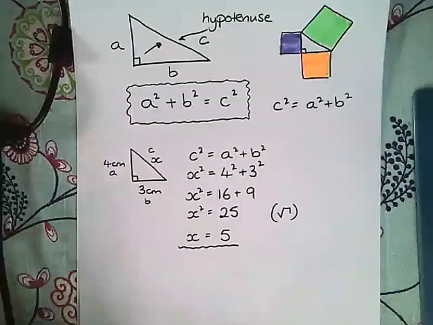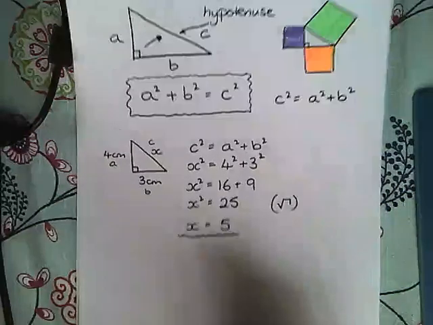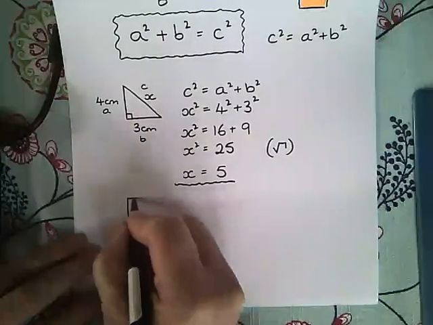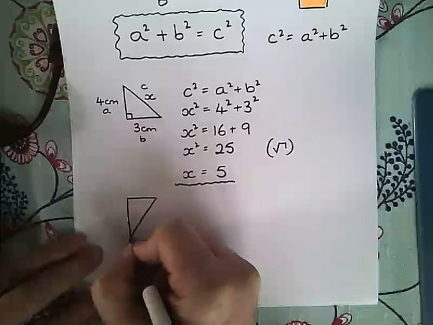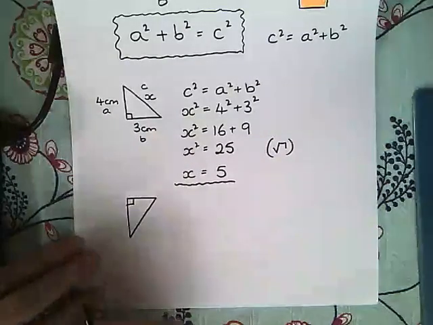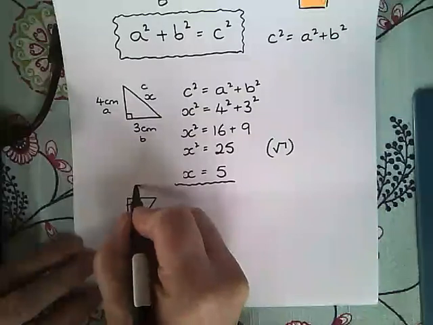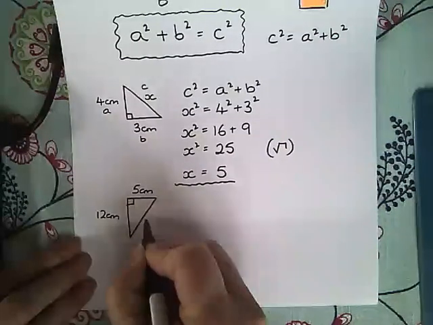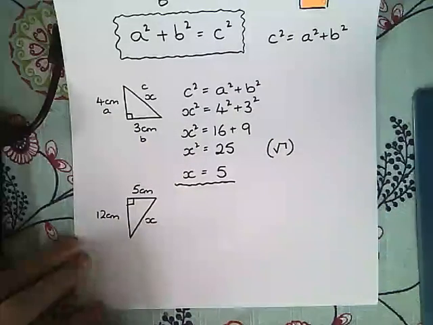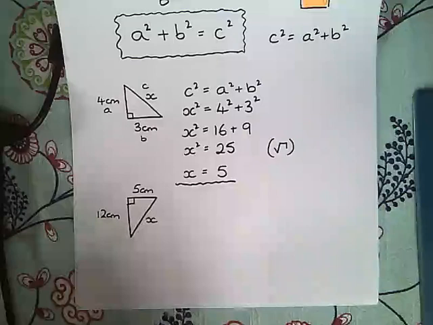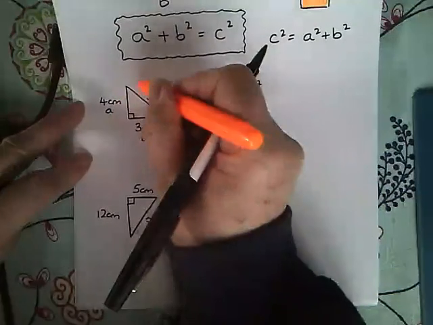I'm going to do another example which also has whole numbers. So a different triangle. I'm going to put it up a different way this time. It doesn't change what happens. First of all, I'm going to put the measurements in. So 5 centimetres, 12 centimetres and x. And then let's label up our triangle. I'm going to highlight the labels. Perhaps should have done that on the previous one. So let's go back and do that.